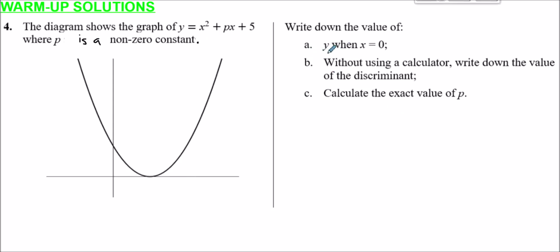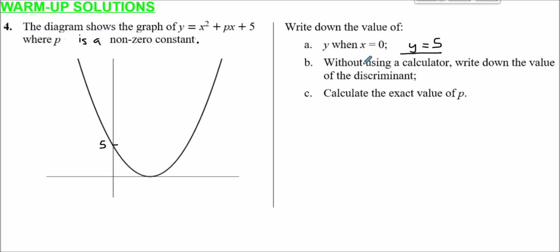So what's the value of y when x is equal to 0? Well, when x is equal to 0, all of this here is just 0. X squared is 0, px is 0. We're just left with 5. And so when x is 0, y must be 5. So that here must be at 5.